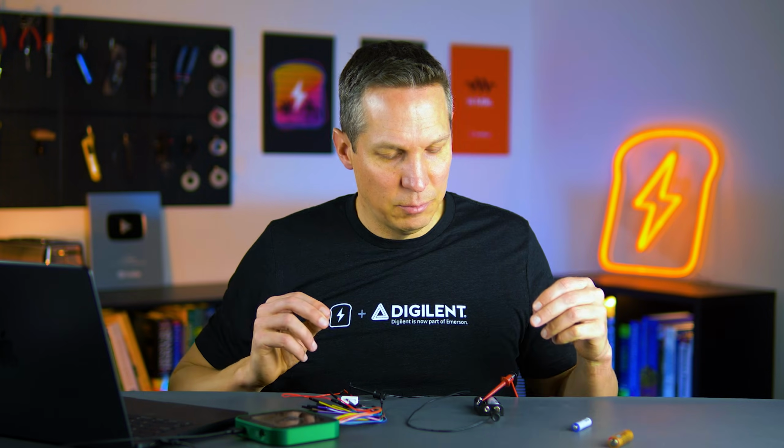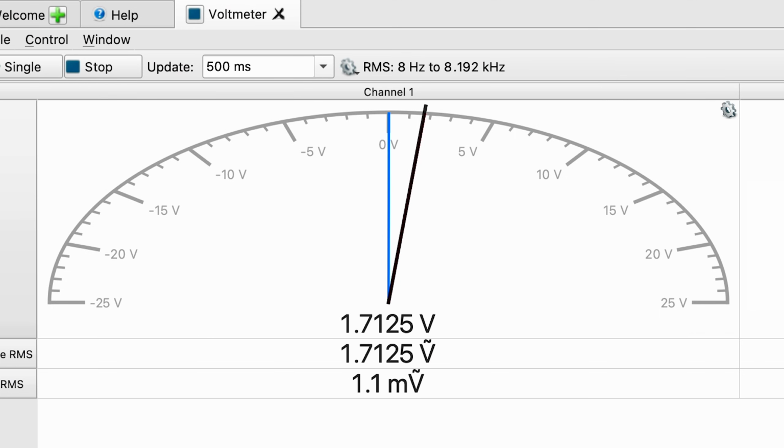It's not that clean, but let's put in the new battery and go back to waveforms. And immediately we see that the measurement over this brand new battery is 1.71 volts. So it's 0.3 volts higher, a third of a volt higher than the old battery, and 0.2 volts higher than the nominal voltage of a AA or LR6.